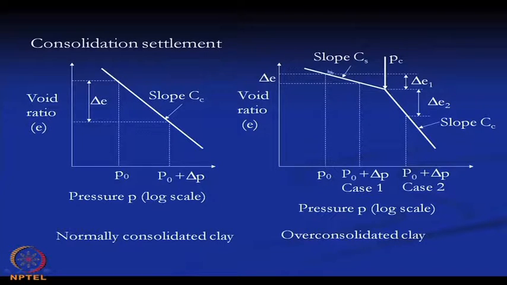There are two parts: one is this part whose slope gives us the Cc compression index, and another is the part above the Pc value, whose slope is the Cs. Here also, from P0 to P0 plus del P, we get del e. So, that means here we will get del e1 and del e2. Basically we have two different portions.